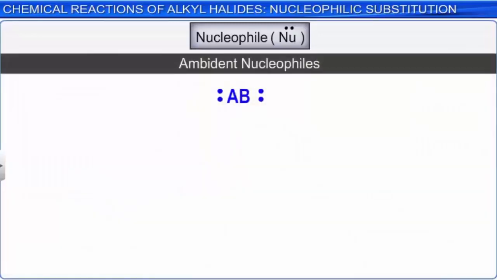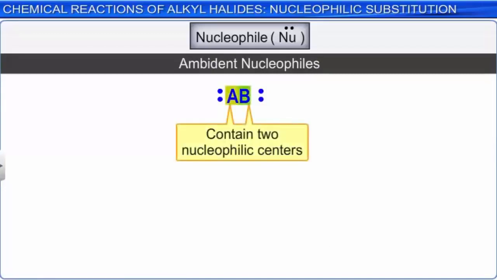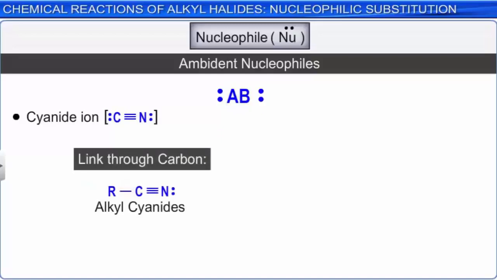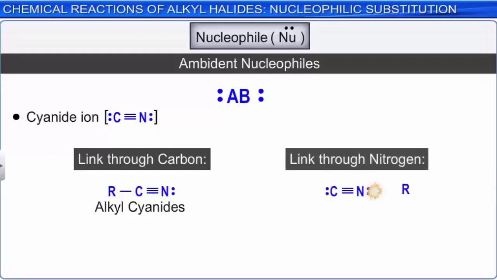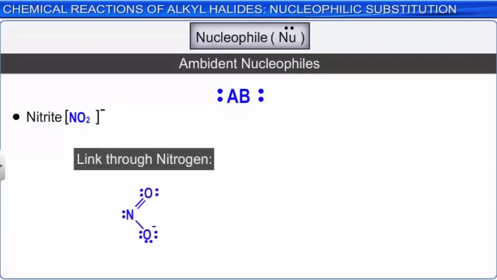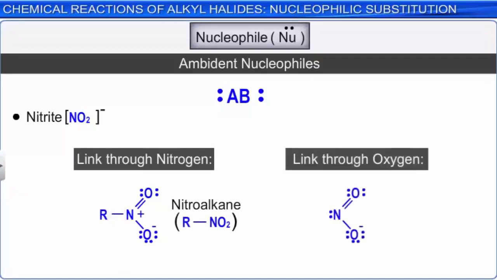Some nucleophiles can be described as ambident nucleophiles. These contain two nucleophilic centers and so can link to the alkyl halide in two different ways. For example, the cyanide ion can link through the carbon atom to make alkyl cyanides. If the cyanide ion links through the nitrogen, alkyl isocyanides will form. The nitrite ion is another example of an ambident nucleophile. If it links through the nitrogen, a nitroalkane will form. It can also link through the oxygen to make alkyl nitrites.